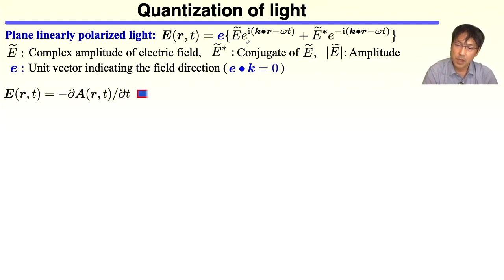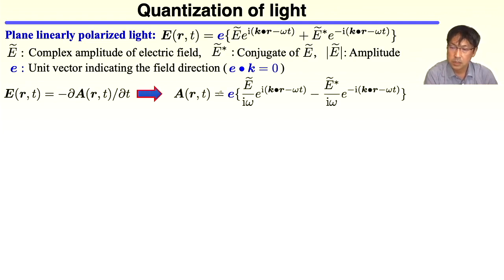Then the vector potential must be expressed like this one. So this is obtained from the definition of the electric field. Once the vector potential is given, we need to express the light by using the vector potential, because once we get the vector potential, the electric field and magnetic field are automatically obtained. The Hamiltonian of an electron is expressed by using the vector potential.